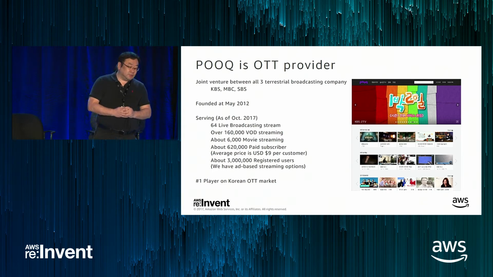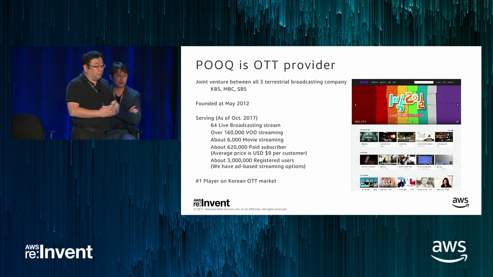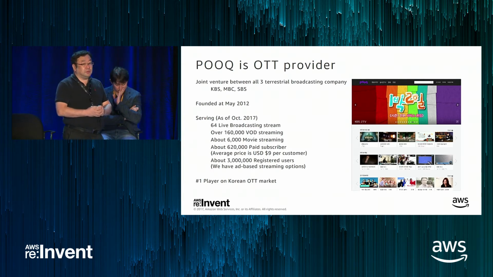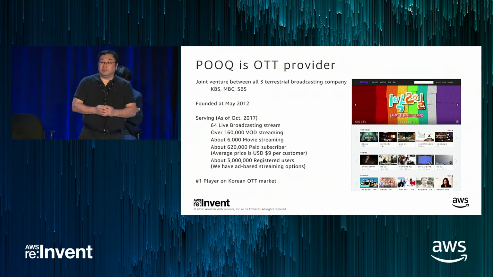Over 160,000 VOD streaming contents are there. Most of them come from these three companies, but not all. We have other CPs' contents as well. And we have 6,000 movies, including some of the latest Hollywood movies, because Koreans like watching movies over the internet as well. And because of the high demand, Hollywood movie companies are providing us the latest movies over internet streaming, of course protected by DRM. This number is a little bit old, but at the time of writing, we have 620,000 paid subscribers.